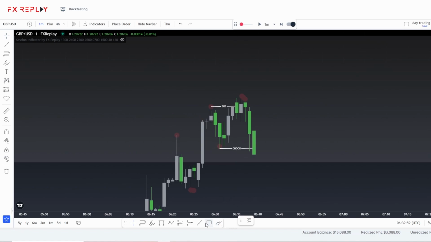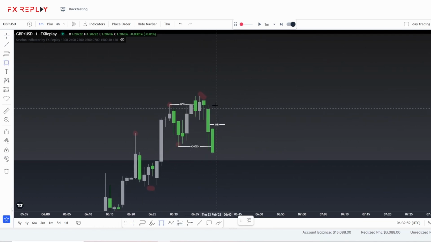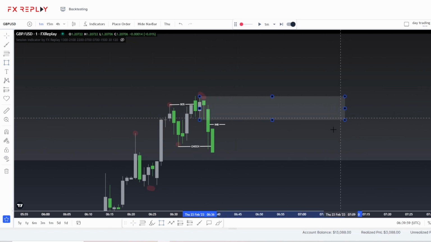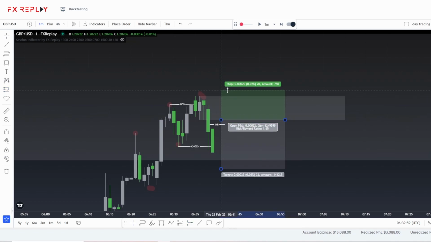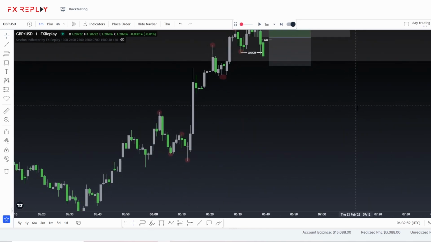Now, we have imbalance here, right? And we have our unmitigated supply right here. So that's going to be where we sell from. We're going to place our entry there at the low of the box, with our stop loss just above. We'll go over 2 pip stop loss just to cover the high, give our trade some room to breathe.